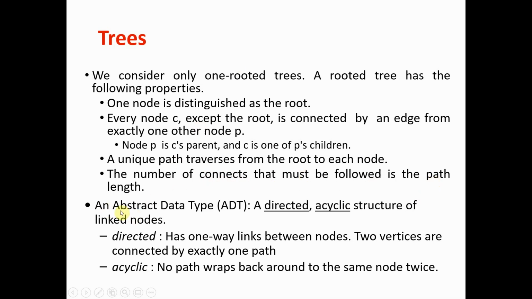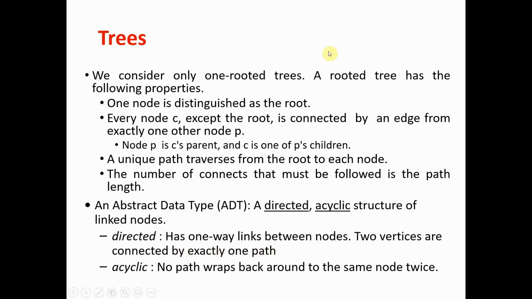So as a summary, a tree is an abstract data type that's directed, right? It is like a hierarchy that goes from the topmost level to the lowest level. It's directed, and it's acyclic. It means there are no loops or cycles in this structure of linked nodes. Directed means there are only one-way links between nodes, and two vertices are connected by exactly one path.